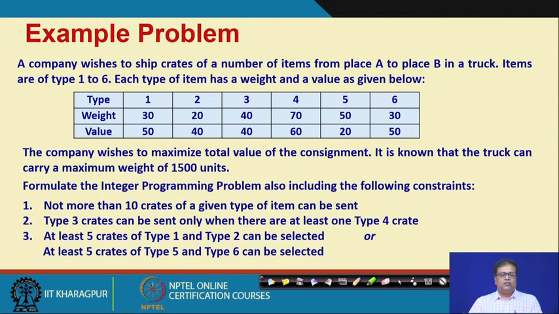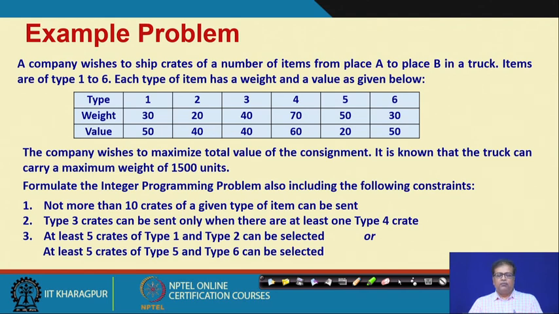A company wishes to ship crates of a number of items from place A to place B in a truck. There are 6 types of items. Each item has a weight and a value. It is like a kind of knapsack problem. The company wishes to maximize the total value of the consignment. It is known that the truck can carry a maximum weight of 1500 units.